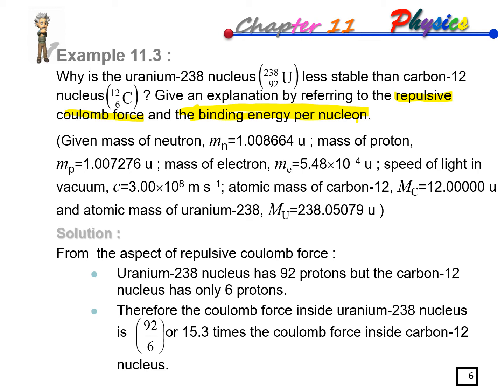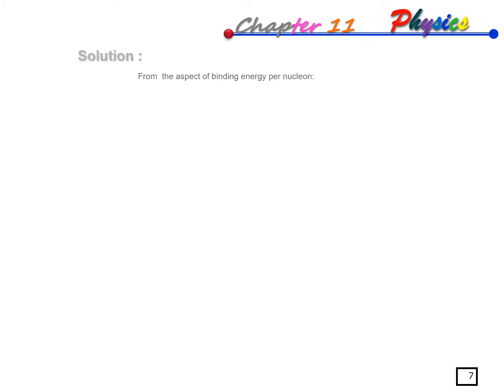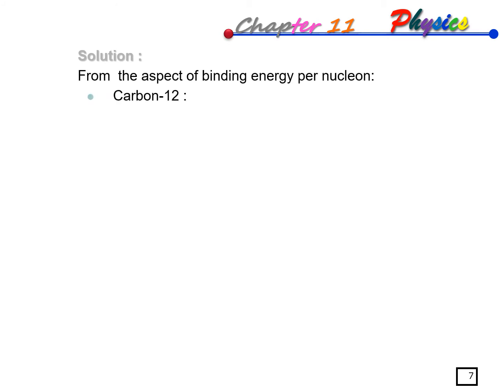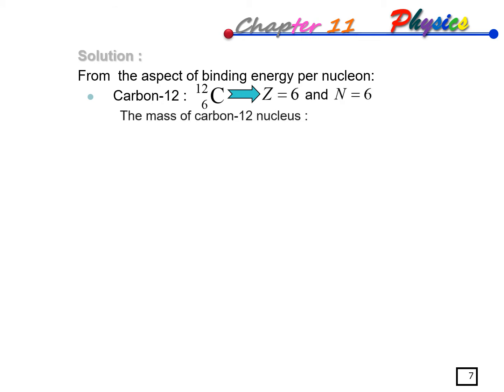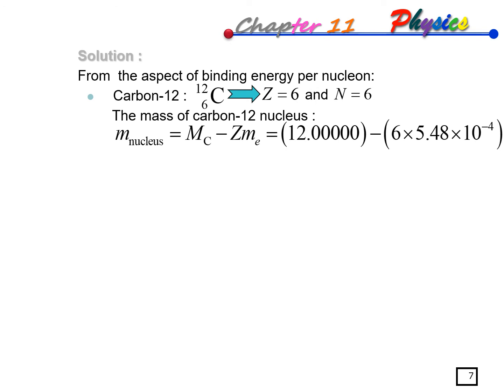Another one we answer based on the binding energy per nucleon. To answer based on binding energy per nucleon, we need to calculate the binding energy for both the uranium and carbon nuclei. So let's look into the calculation. First we do the calculation for carbon, same as the previous. Calculate the mass of the nucleus first, so minus the mass of the electrons. 6 protons means you will have 6 electrons, so you end up with the mass of the nucleus.